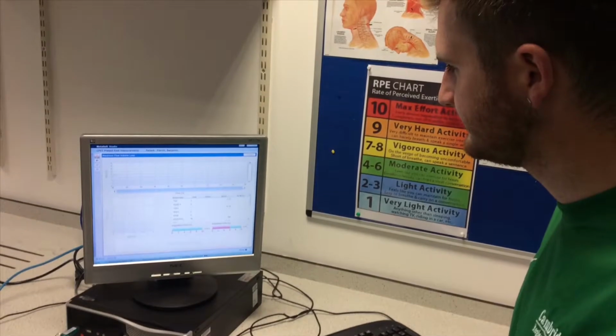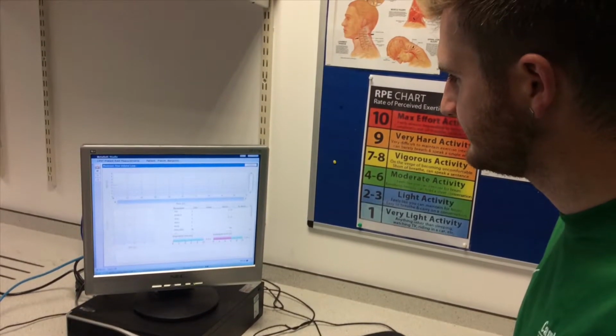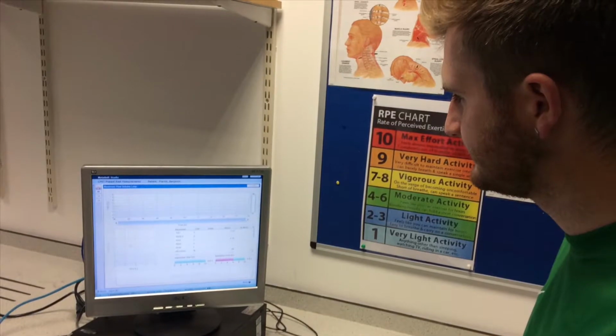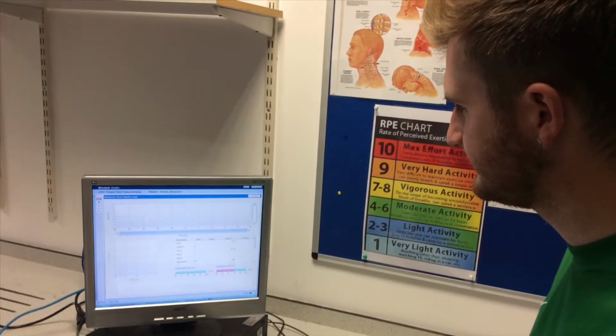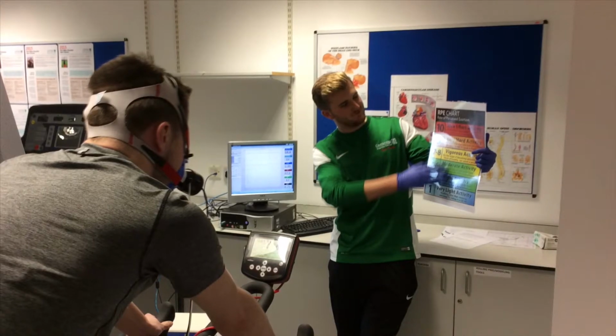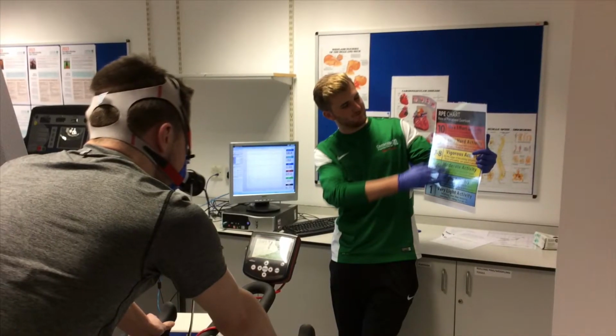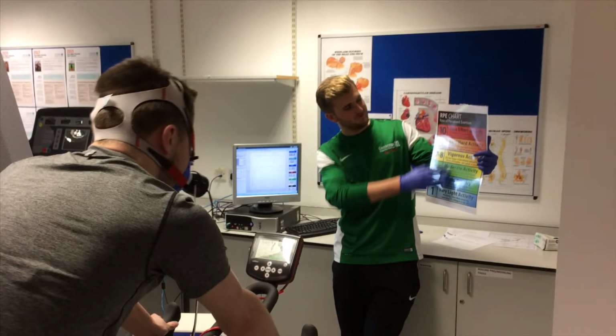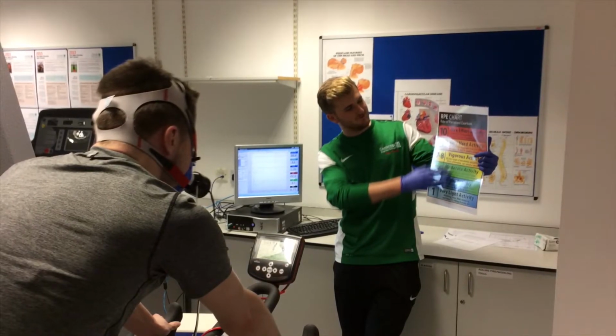Here the individual is calibrating their breathing before taking part in the VO2 max test on the bike. This is being monitored on the computer screen by the lab tester. Before beginning any VO2 max test, it is important that the individual understands the RPE chart and how to gauge their effort levels. Axtell and Starks, 2011. This is being explained by the lab tester to the individual.